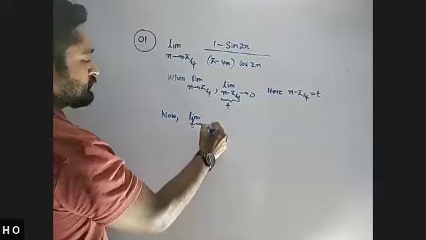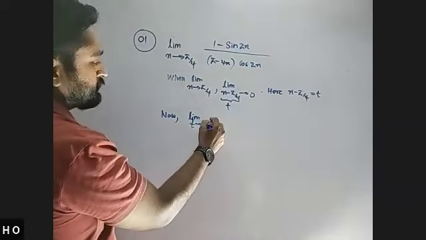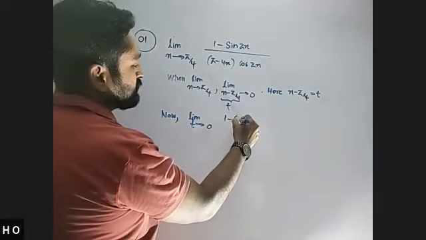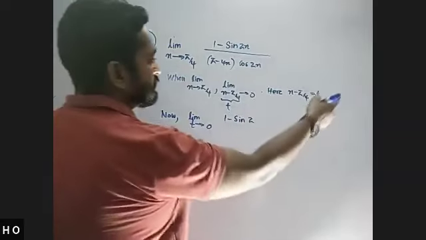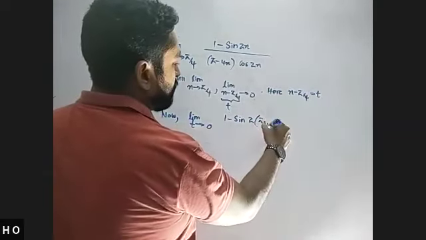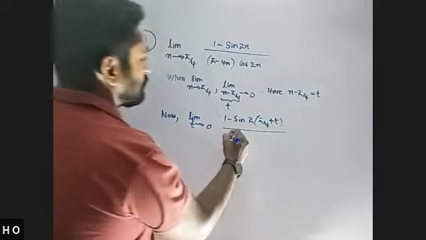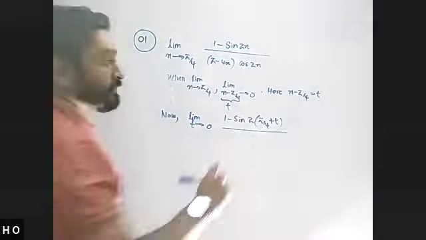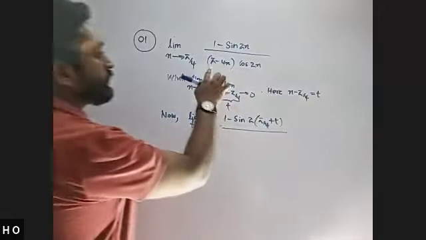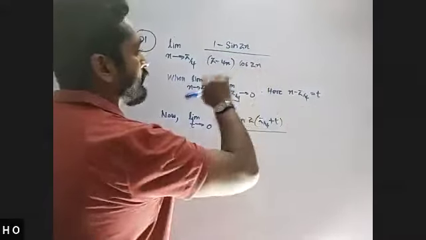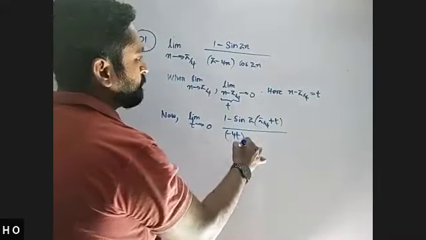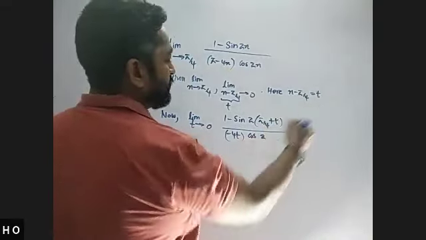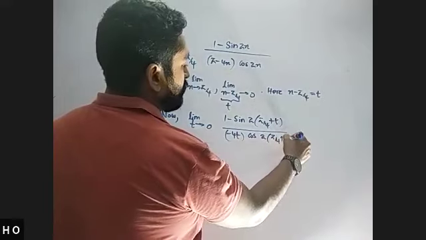Now let us update this. Limit t tends to 0, 1 minus sine 2 into x, what is x? 5 by 4 plus t, over 5 minus 4x. Since x minus 5 by 4 is t, let us multiply everything with 4. 4x minus 5 is 4t, so 5 minus 4x is minus 4t, into cos 2x. Cos 2 into x is again 5 by 4 plus t.